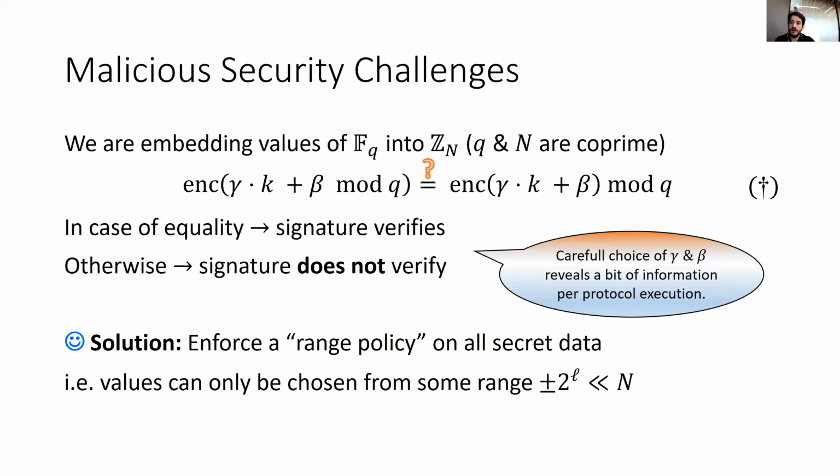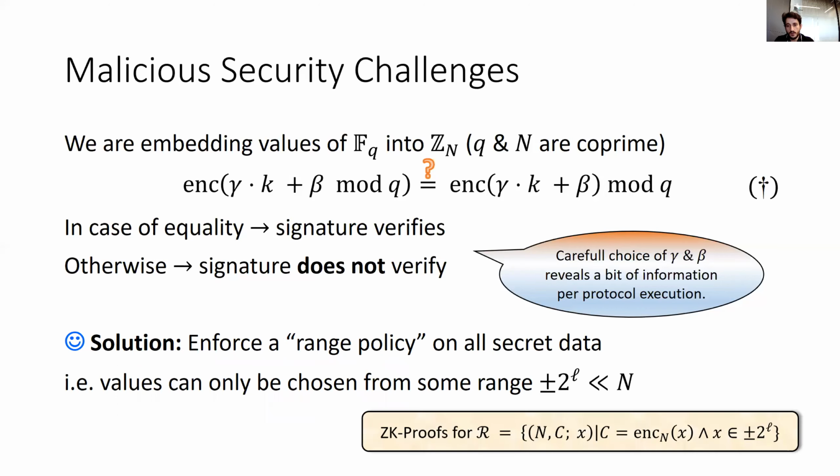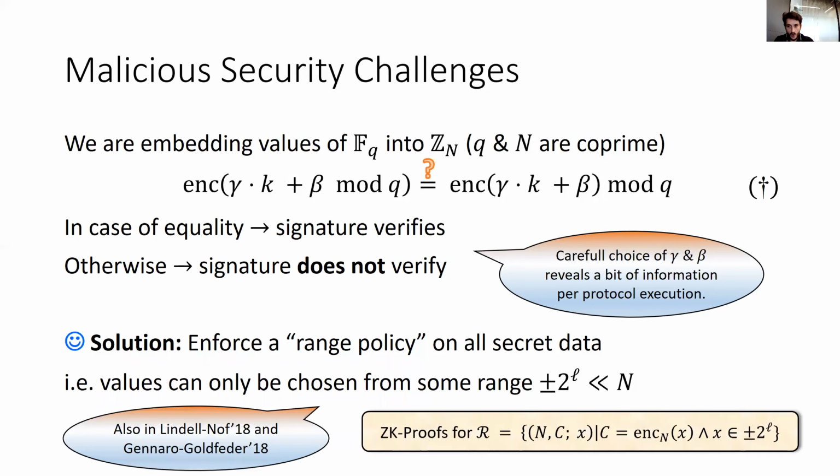One way to do this is by enforcing a range policy on all secret data. Specifically, secret values must be proven to lie in some interval much smaller than the Paillier modulus. Or, in slightly more formal terms, all statements must be accompanied by zero-knowledge proofs known as range proofs for relations like the one in the yellow box. Note that this is the template for malicious security that appears in Lindell and Gennaro-Goldfeder. But as you will see later on, we add a significant twist to the paradigm.